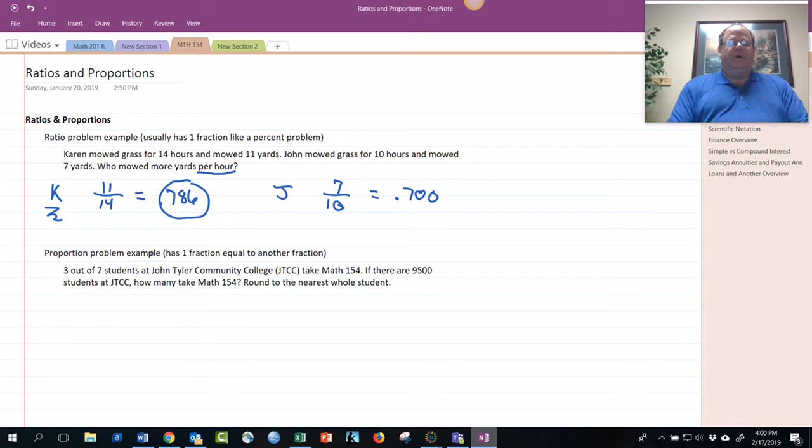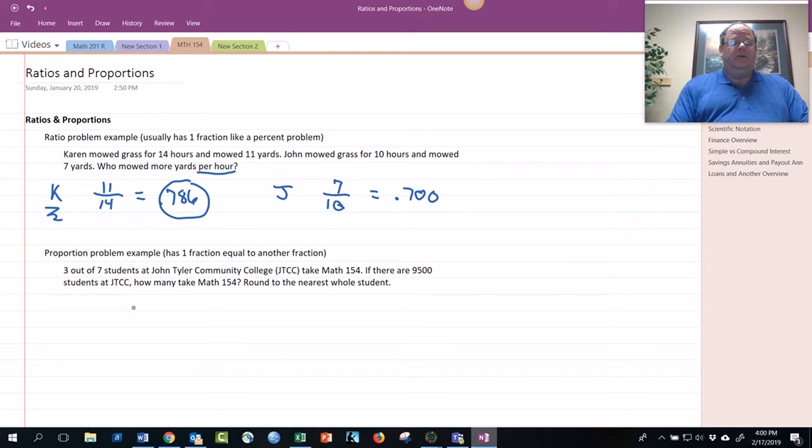Now a proportion problem has one ratio equal to another ratio. All right. So here's a typical proportion question. 3 out of 7 students at John Tyler Community College take Math 154. I have no idea if that's accurate. I just made that up. All right. If there are 9,500 students at JTCC, how many take Math 154? Round to the nearest whole student.